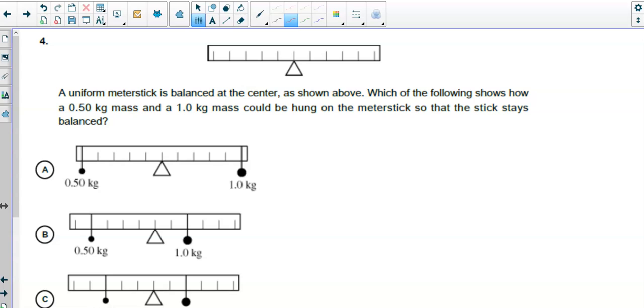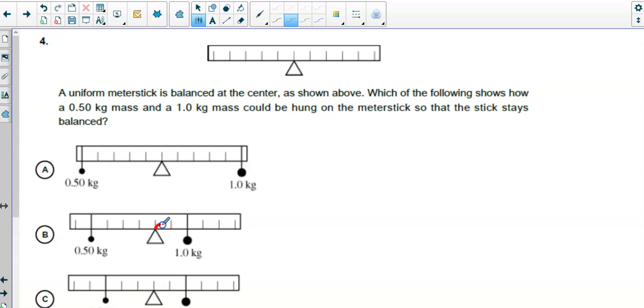Uniform meter stick is balanced at its center, shown above. Which of the following shows how a 0.5 kilogram mass and a 1 kilogram mass could be hung on the meter stick so that the stick stays balanced? So the key here is, since we have twice the weight coming off of the 1 kilogram, it should be half the distance away from the axis of rotation, from the center. So putting them at the same distance isn't going to work. That's going to give the 1 kilogram too much torque. So I need whatever the distance is for the 1 kilogram, the half kilogram should be twice as far.